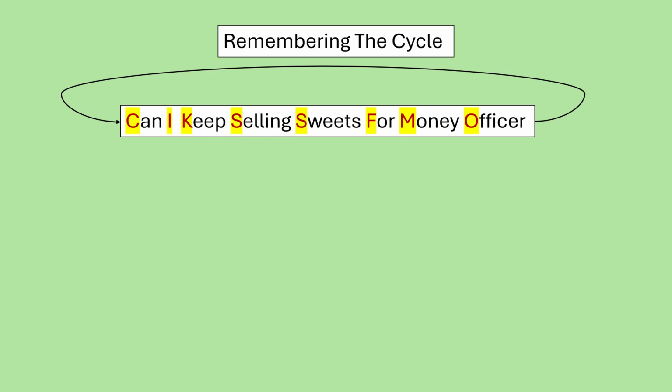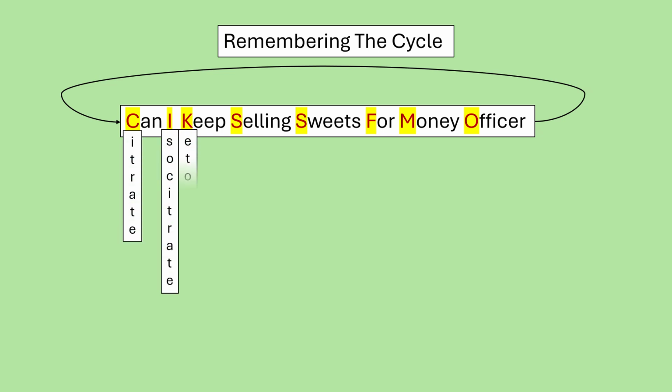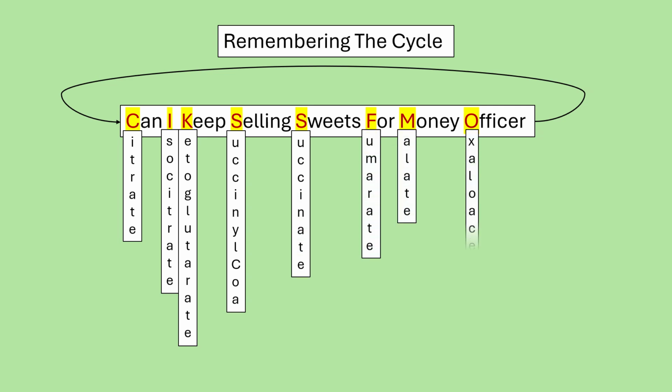This is a quick and classic mnemonic, which has helped so many students over the years remember the intermediates of the Krebs cycle, including myself when I was writing my MCAT and biochemistry tests in general. Can I keep selling sweets for money, officer? Each letter represents an intermediate. Citrate, isocitrate, ketoglutarate, succinyl-CoA, succinate, fumarate, malate, and then oxaloacetate.